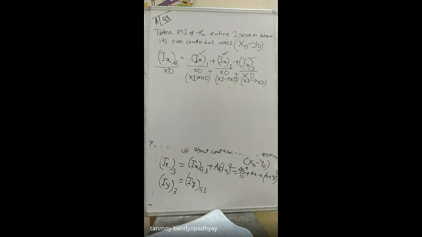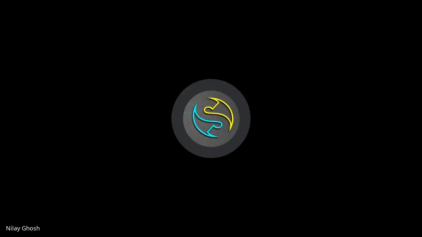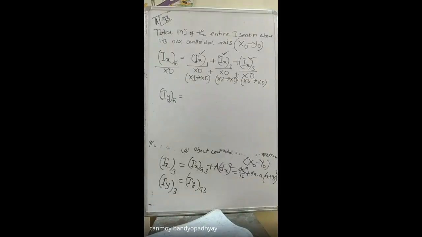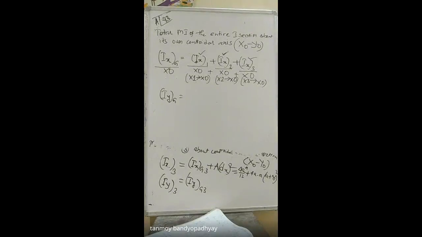Understood? Sir, that means if they are about the same axis, we can add them directly. Yes, if the axis is the same, then you can add. So moment of inertia about the same axis only you can add. But when it's about different axes, you cannot add them.